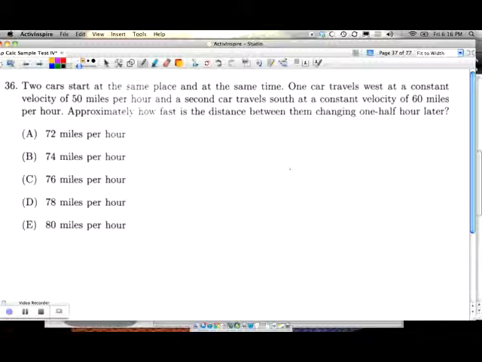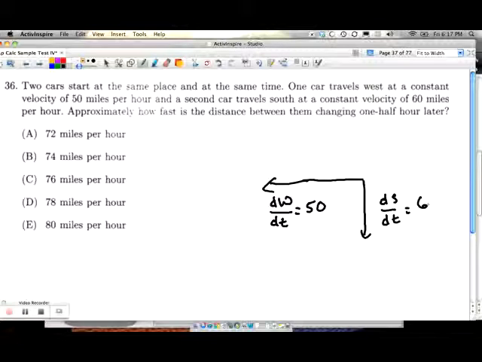2 cars start at the same place at the same time. 1 car travels west at a constant velocity. So this one is, let's say, dw dt equals 50 miles per hour. And a second car travels south this way, 60 miles per hour. So we'll call this ds dt equals 60. Approximately how fast is the distance changing 1/2 hour later? So remember, these are in terms of time equals hours. So 1/2 hour later, that means t equals 1/2.